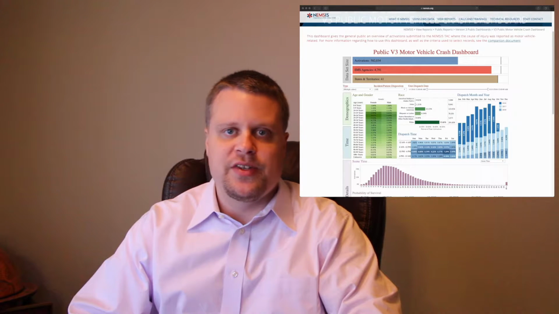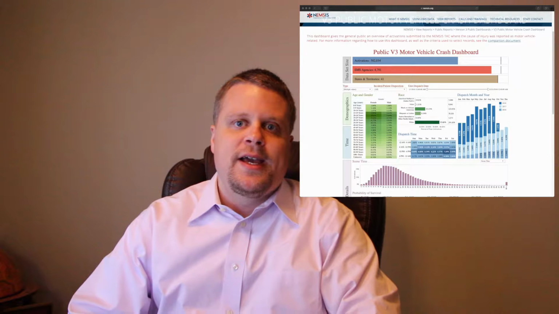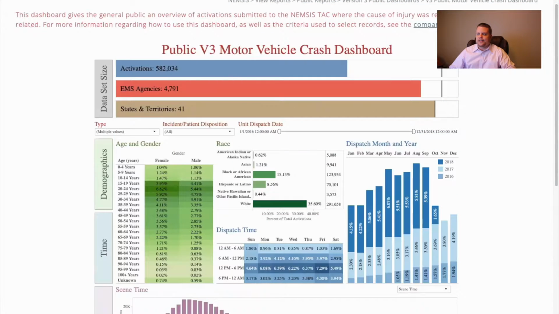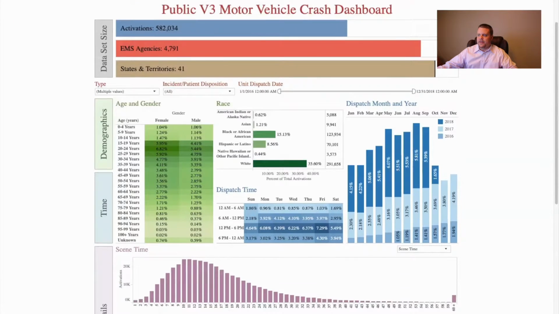Some great features about this dashboard is that it operates within your web browser, so you don't have to worry about installing any type of special software. So we'll cut between myself and my screen to show you guys, but I've pre-selected a few different filters. So I have car and truck van selected under the type of incident.